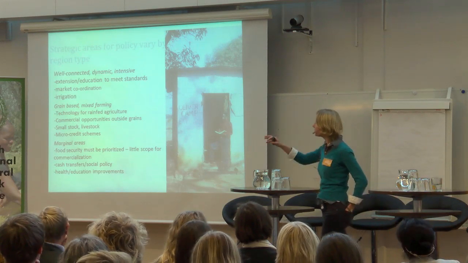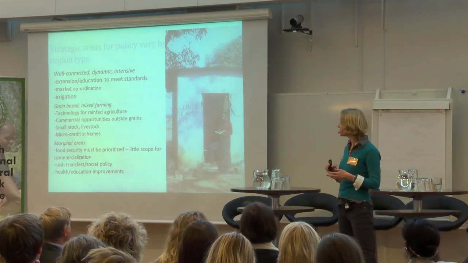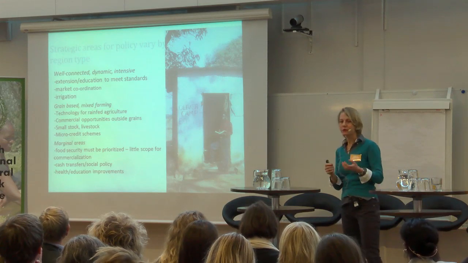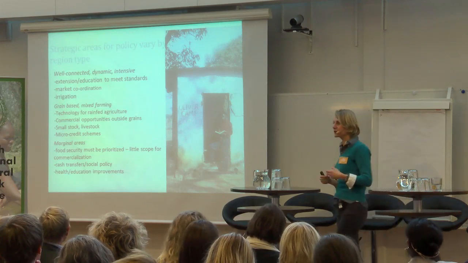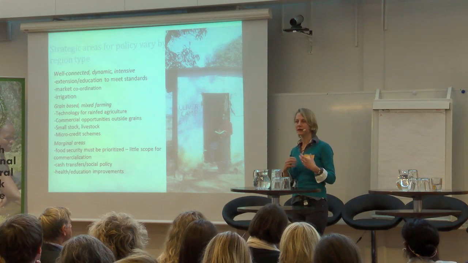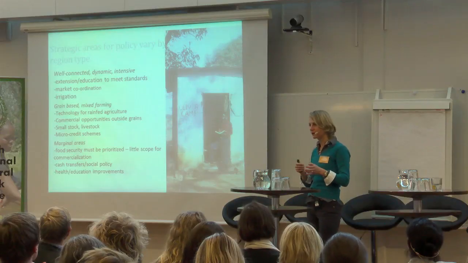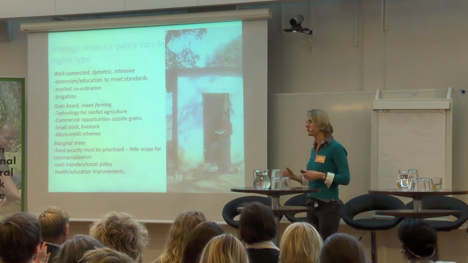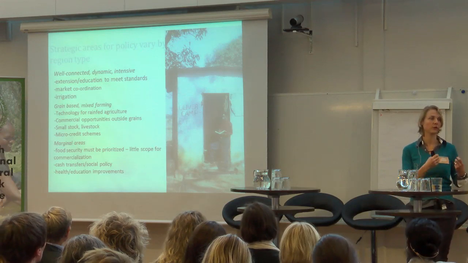If we return to the issue of the two production systems, we have well-connected, dynamic, intensive agricultural areas quite close to urban centers, where extension and education to meet increasingly exacting global standards of production, both for local markets as well as for global value chains, might be the way forward, in combination with market coordination and irrigation. Those would be relevant ways of improving those areas further and enhancing their productivity.